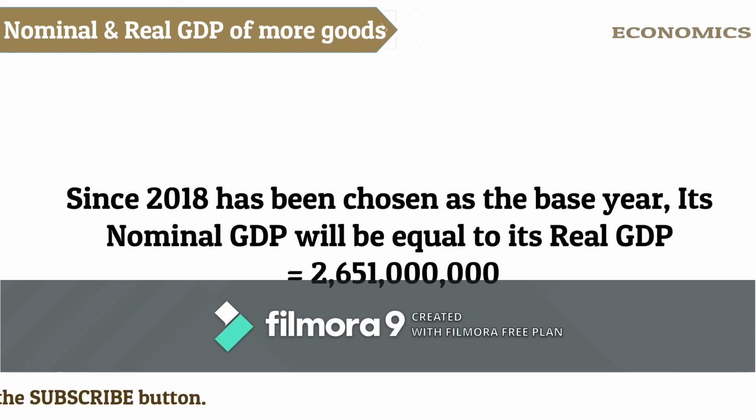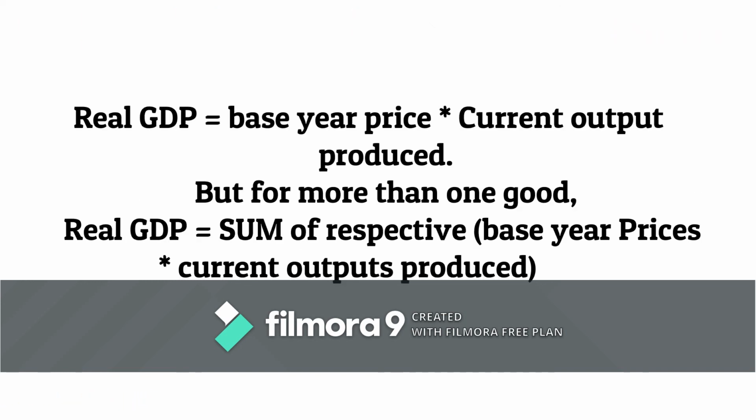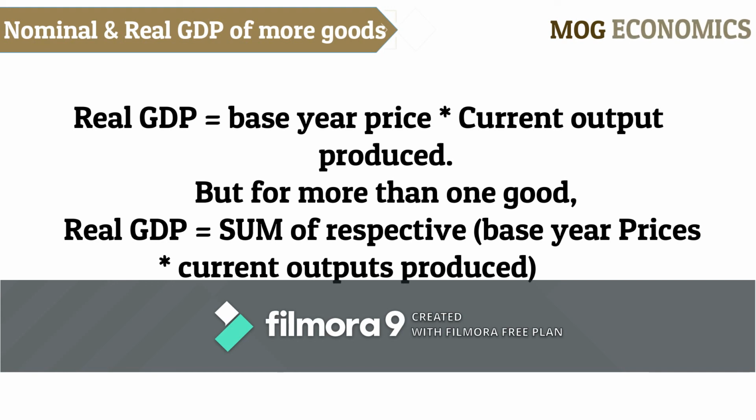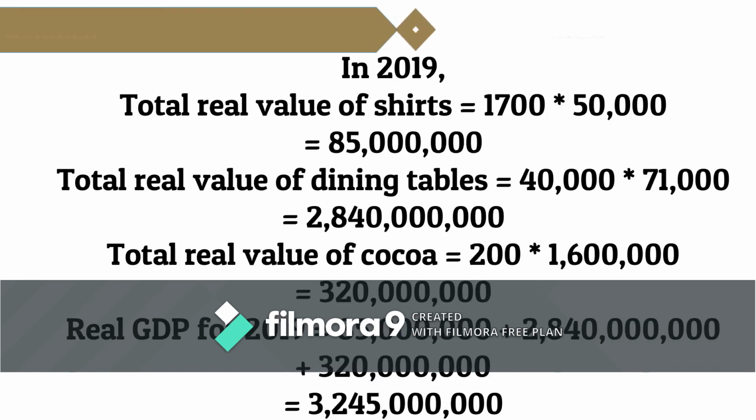So how do we calculate the real GDP of 2019? Real GDP is just calculated as the current quantity multiplied by the base year price in the case where there is only one good, or in the case where there are several goods, it's simply the sum of the respective quantities of the output produced multiplied by their respective base year prices.